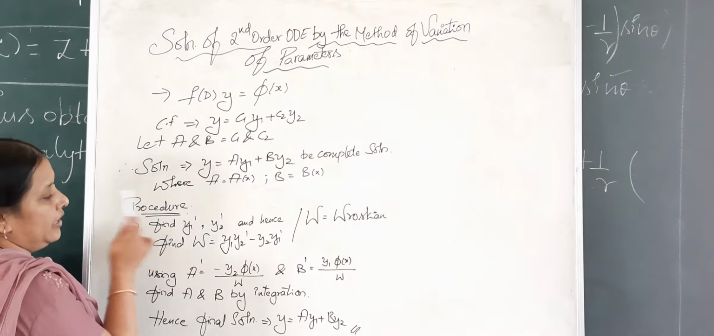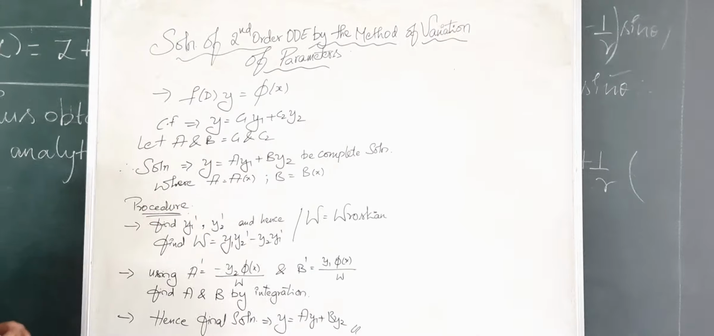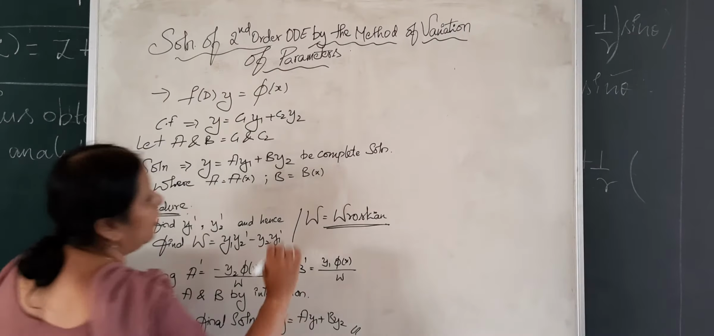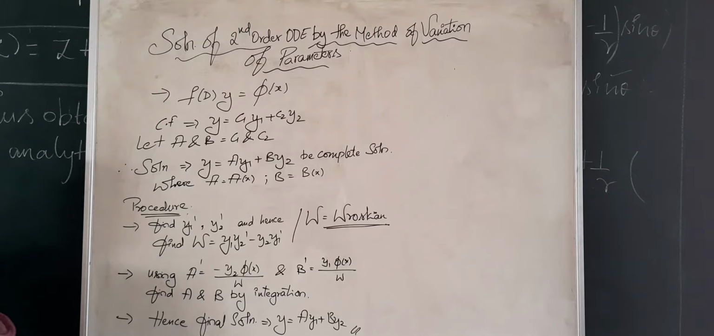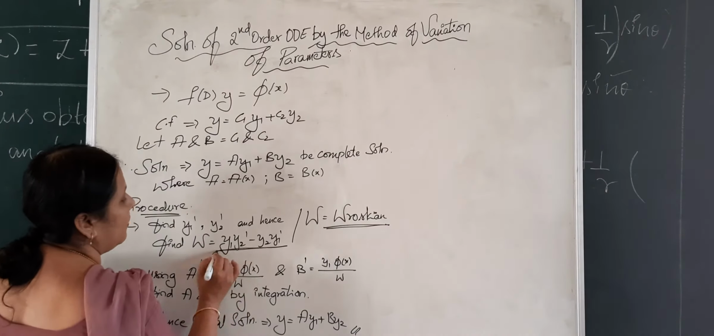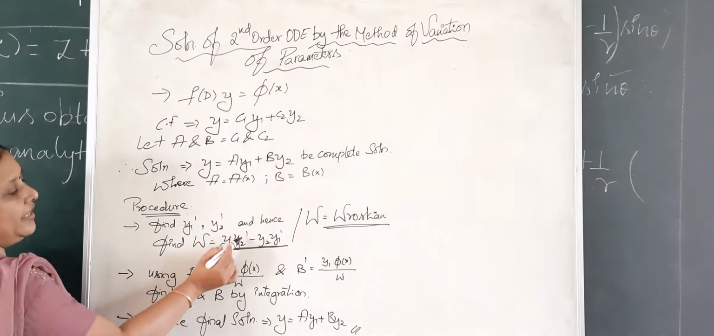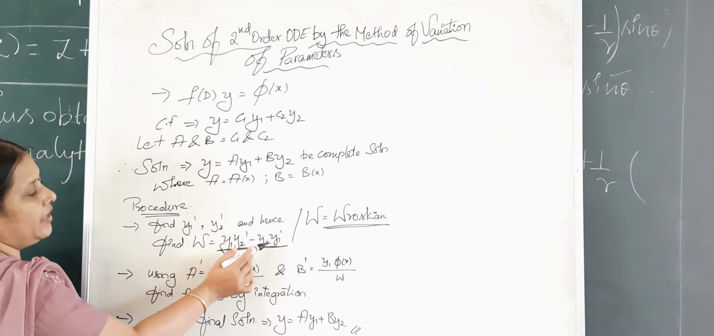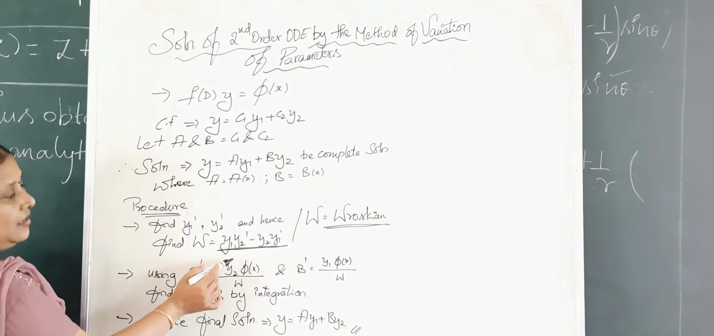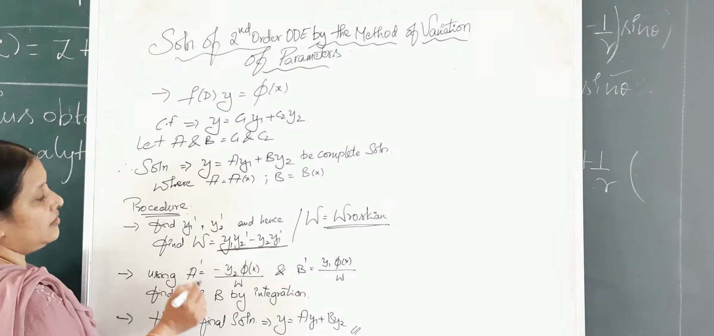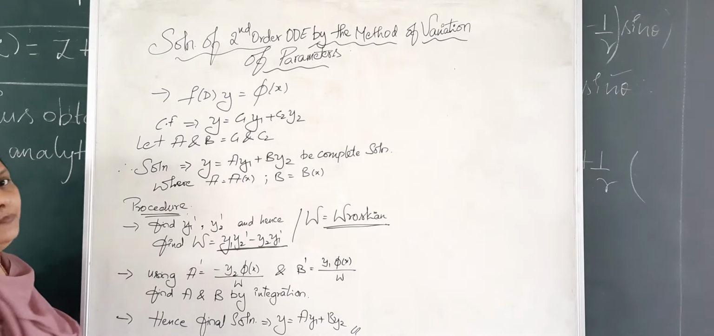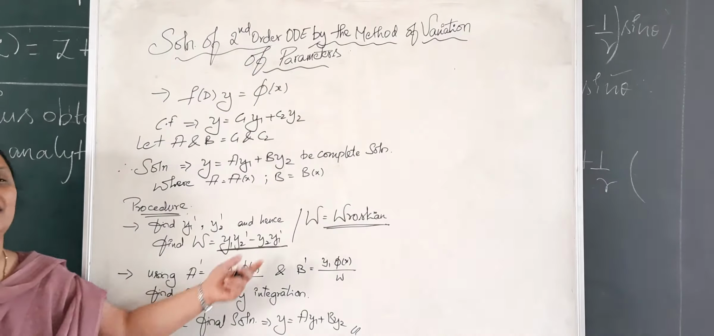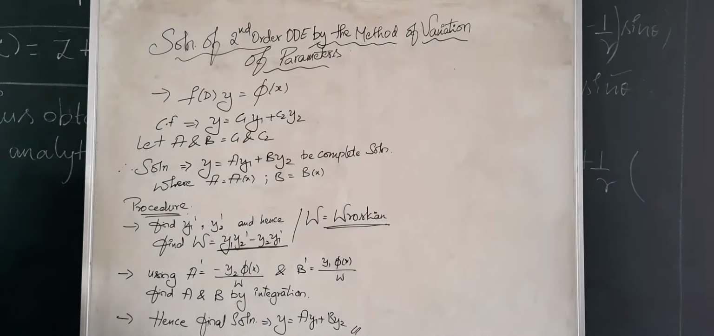Using y1 dash and y2 dash, we can compute a quantity called the Wronskian. W stands for Wronskian. This quantity can be computed using the formula y1 y2 dash minus y2 y1 dash. Substitute the values of y1, y2, y1 dash and y2 dash in this expression, simplify, and you get a value for W. The simplified W will be used further in finding A and B.